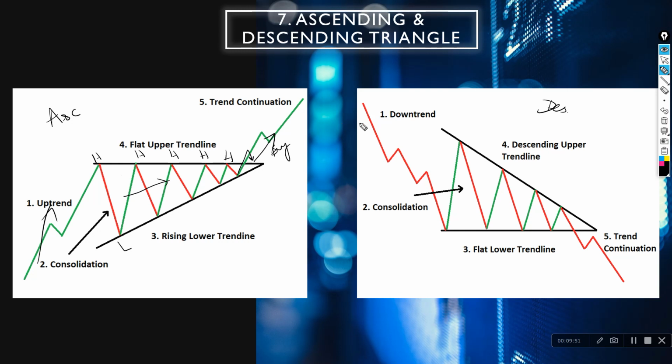On the other hand, descending is the exact opposite. That happens in a downtrend. You can see some consolidation here, but here you will have the low level, that is a flat one, the flat low trend line. And the other thing is the high. The high will keep on decreasing. There will be higher lows, and the trend continues.